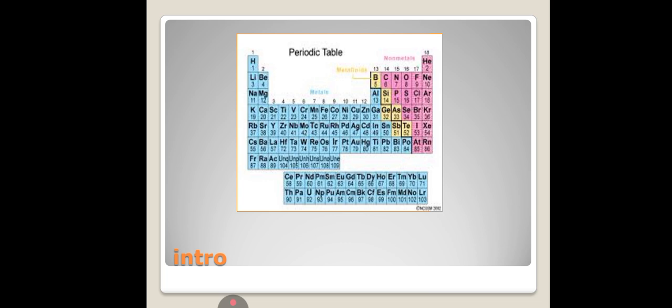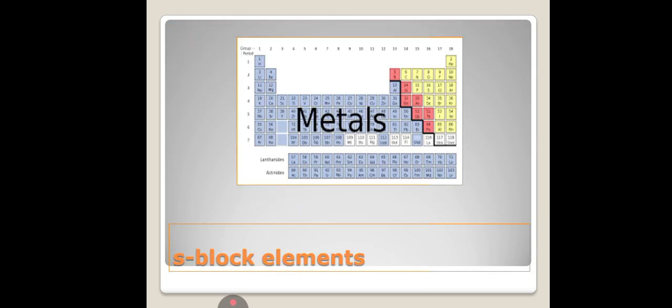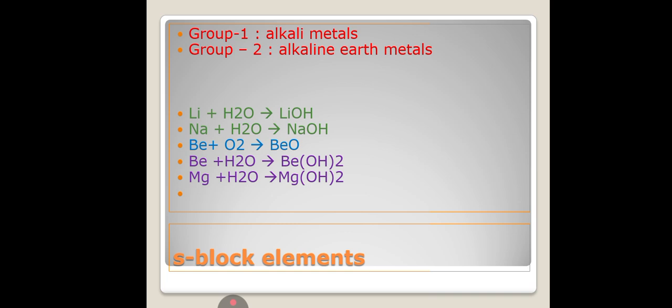As I already told you, group 1 and group 2 are called the S block elements, mainly because their valence electrons are present in the S orbital. Now I will explain this in detail as we go ahead. So first, let's go through the content. Now here the group 1 elements are called alkali metals.